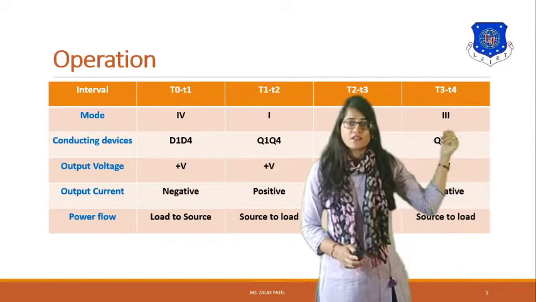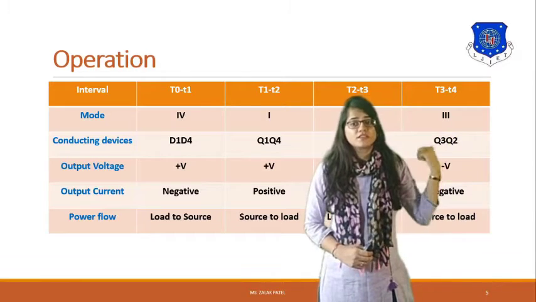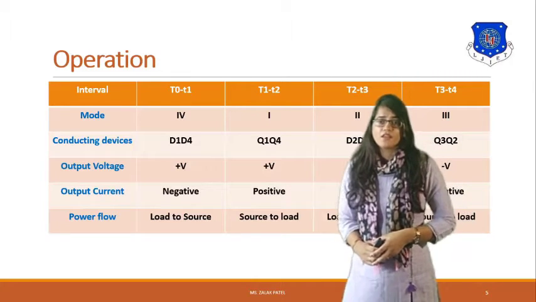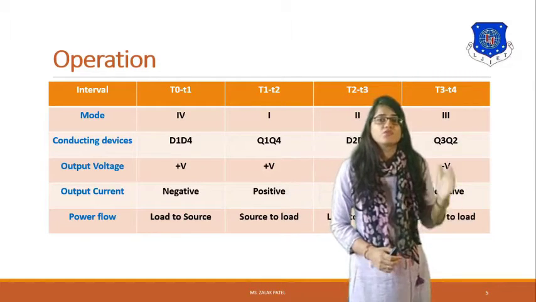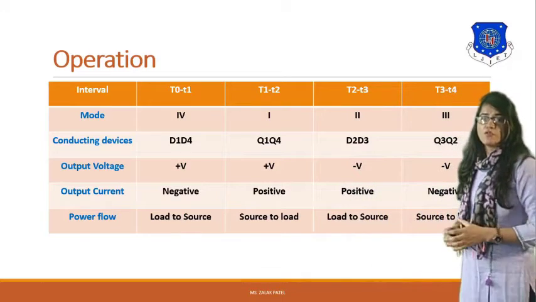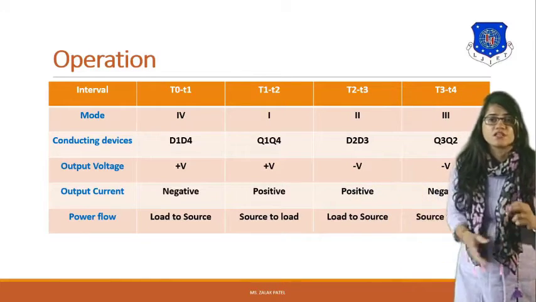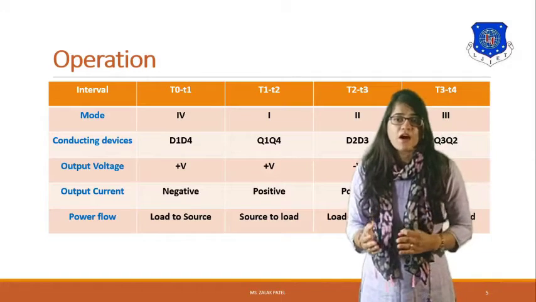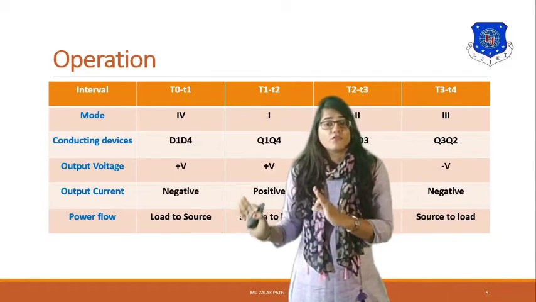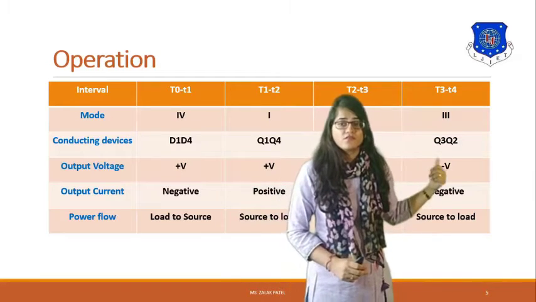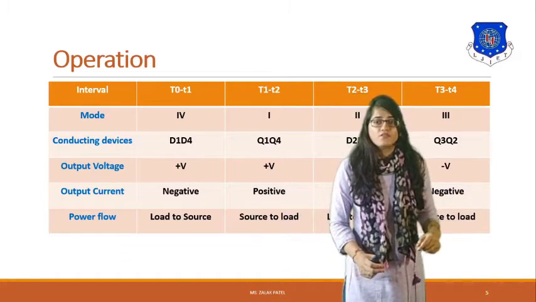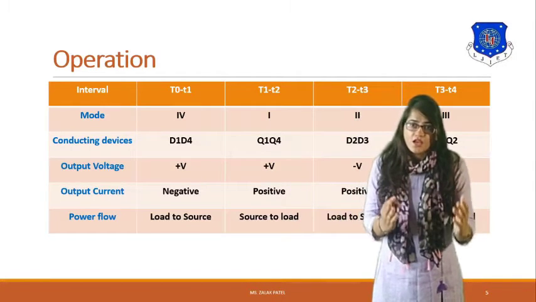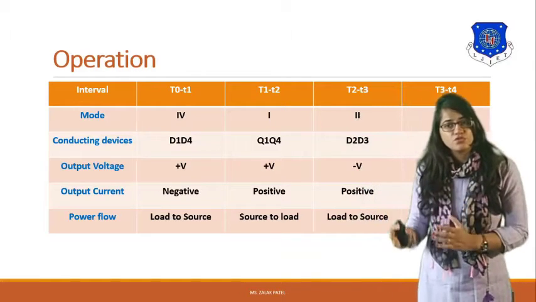The same way we can consider the third mode. For the third mode, Q3 and Q2 start operating, and at that time the output voltage is negative. Similarly, for the T3 and T4 time period, the output voltage is negative, and the current is also negative. Because power is the multiplication of voltage and current, and both the voltage and current are negative, you can see that the power flow is from the source to the load side in the time interval of T3 to T4.